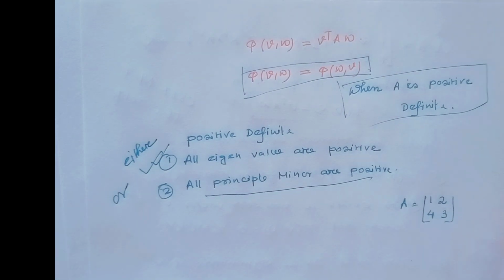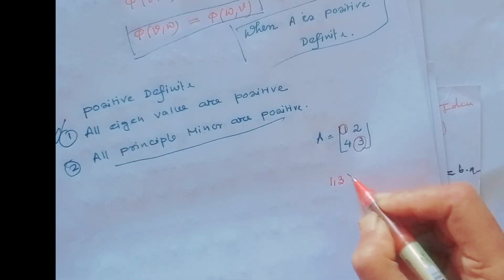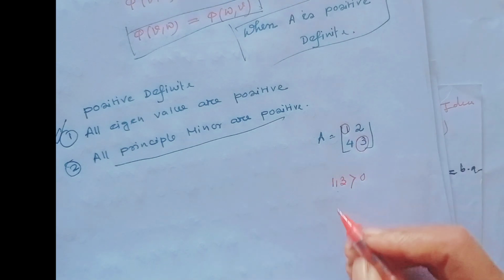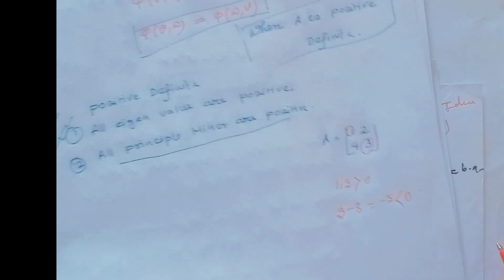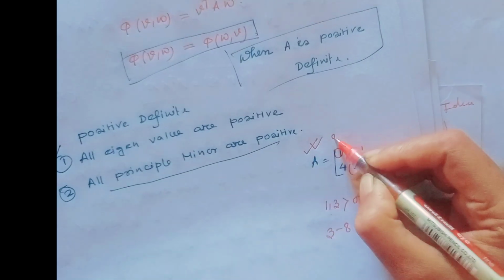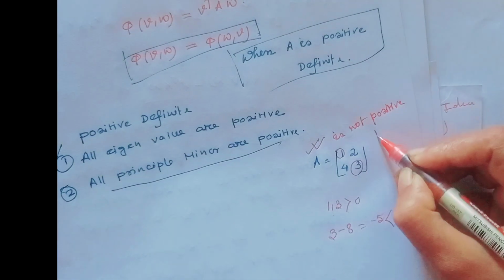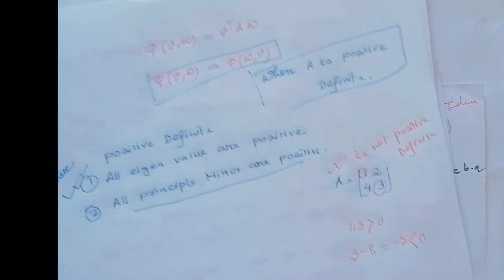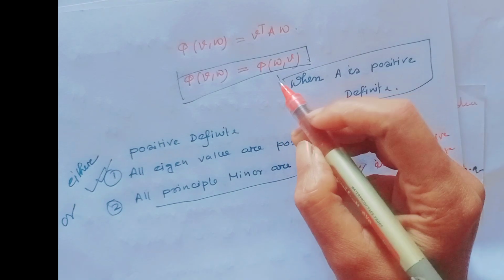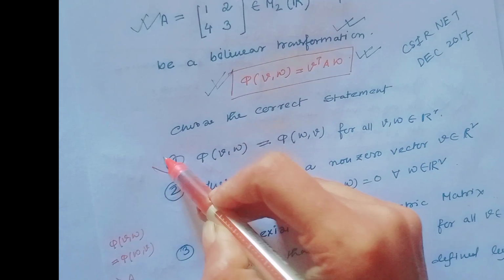Here A is given as this. For the principal minors, at first let's see the diagonal: 1 and 3 are greater than 0, then the determinant 3 minus 8, which is minus 5, is less than 0. That means the matrix A is not positive definite. So since this matrix is not positive definite, phi(v, w) is not equal to phi(w, v). This bilinear form is not symmetric. So option 1 is not right.